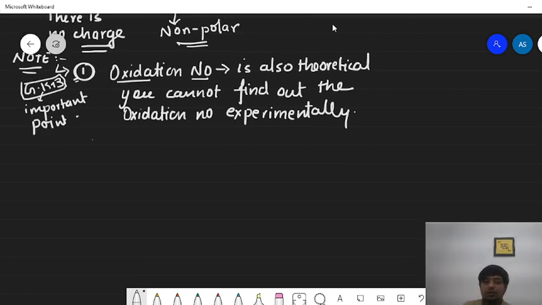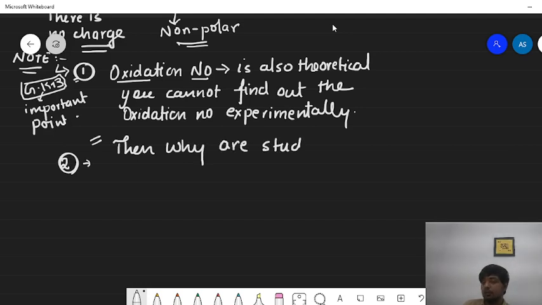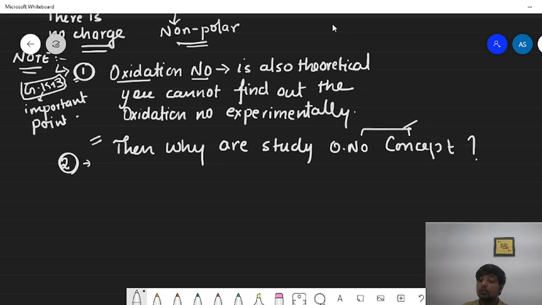So this is the concept of oxidation number. Now, one point more I want to add here, that then why are we studying this oxidation number concept? Very important. While you are studying any topic, the first question that comes to your mind is why we are studying it. What is the requirement? Why has anyone proposed this theoretical concept in chemistry?